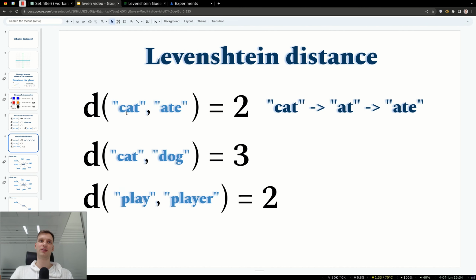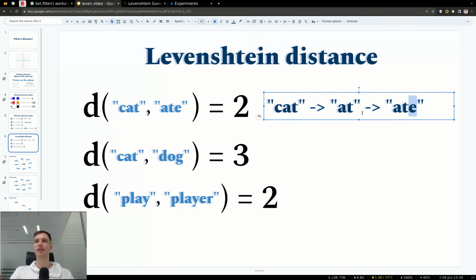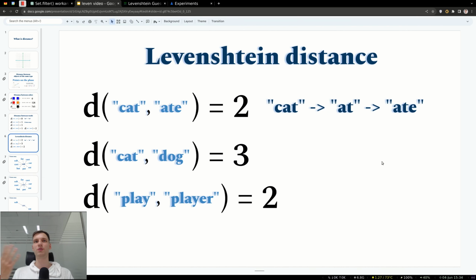For example, to get the word ate from cat, you have to first remove the letter C and then append the letter E, and you get ate. So the distance between those two is 2. But if the word is completely different, you have to replace the first letter and then the second letter and then the third letter, and the distance between them is just the size of the biggest word in this list.